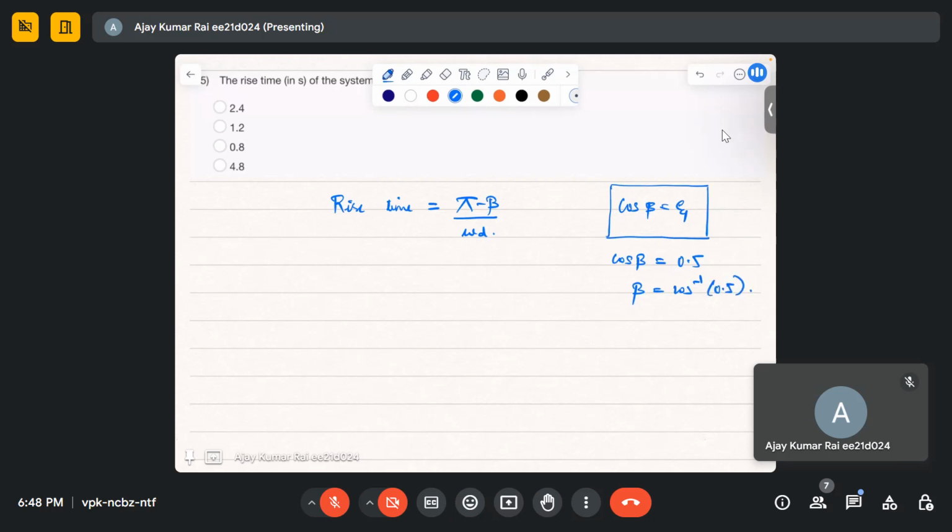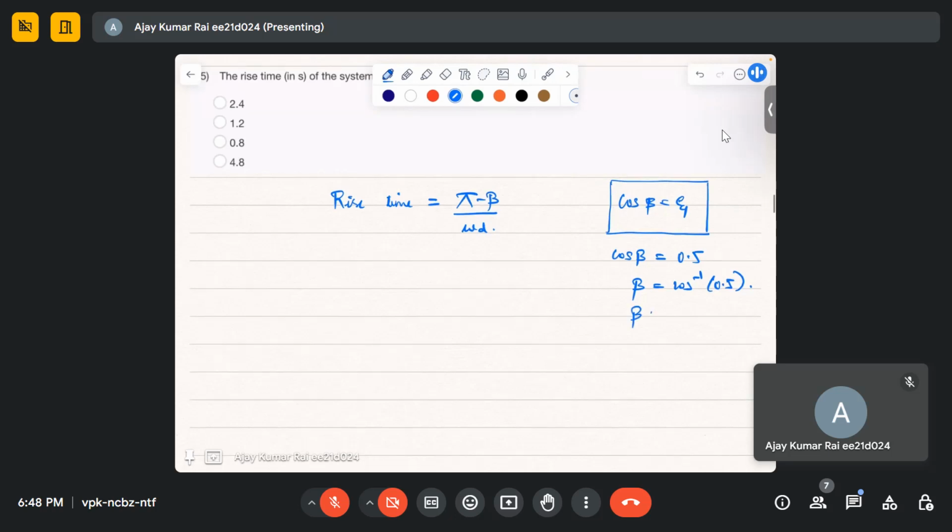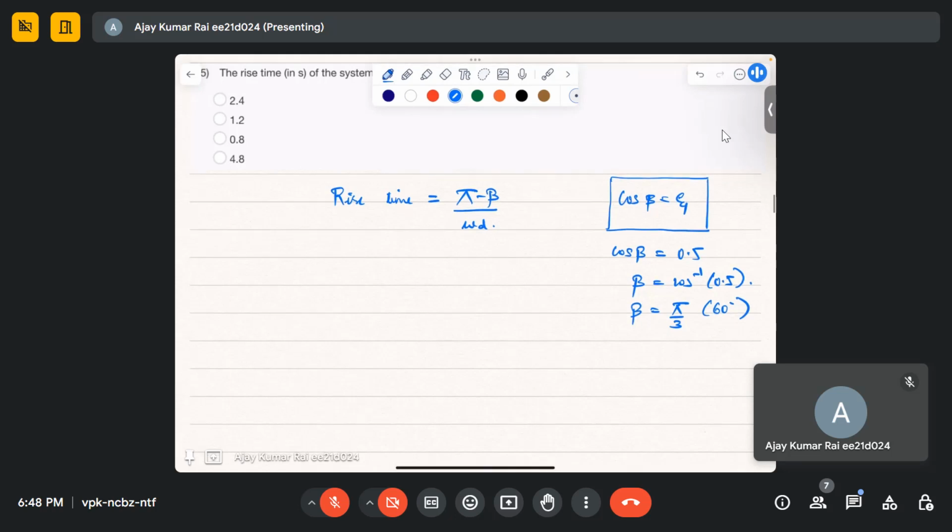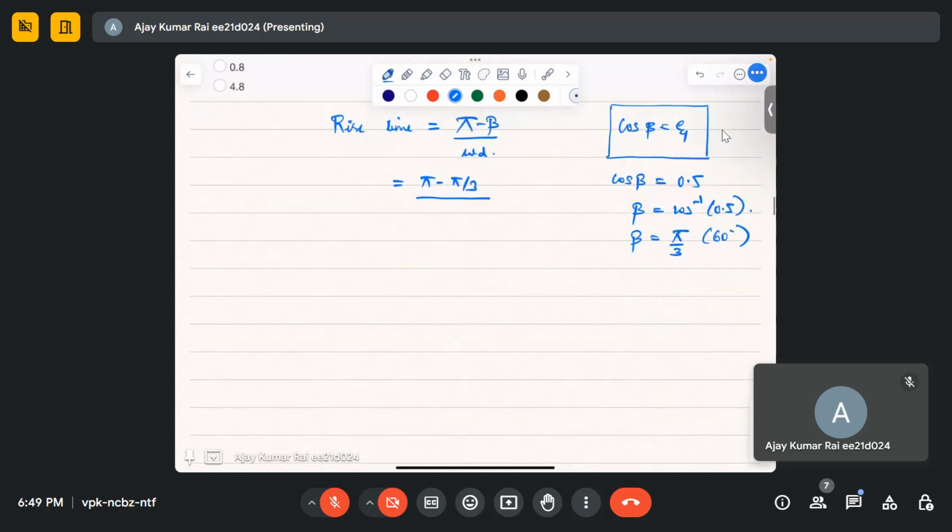So what is this value? Cos of 60 is equal to 0.5, right? But we have to write in radians, so pi by 3, which is equal to 60 degrees. So the rise time is pi minus pi by 3, divided by omega d. Omega d, you can again calculate from omega n.